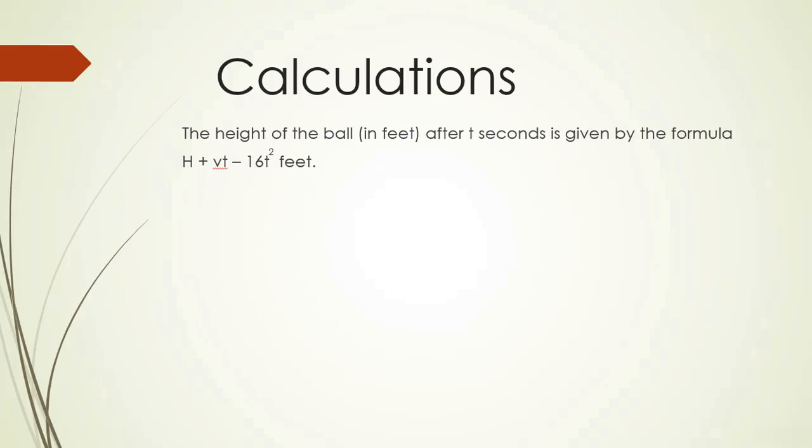Here's some calculation we'll be using. H, which is the height, plus v multiplied by t, or velocity times time, minus 16 times t to the power of 2, and that's in feet.